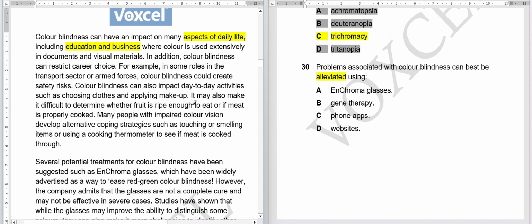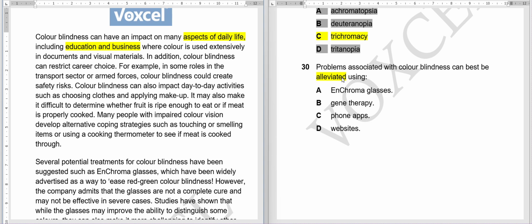Okay, where it was. It may also make it difficult to determine whether fruit is ripe enough to eat or if meat is properly cooked. Many people with impaired color vision develop alternative coping strategies such as touching or smelling items or using a cooking thermometer to see if meat is cooked through. So now they have told about these problems people with color blindness face, and these can be some possible solutions. Clear? So 30th question.